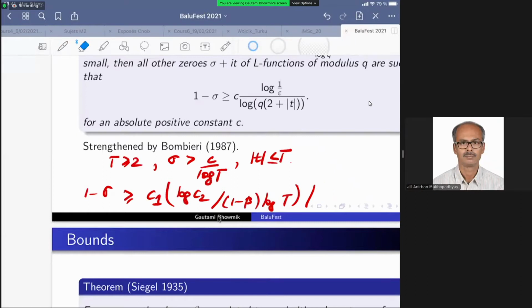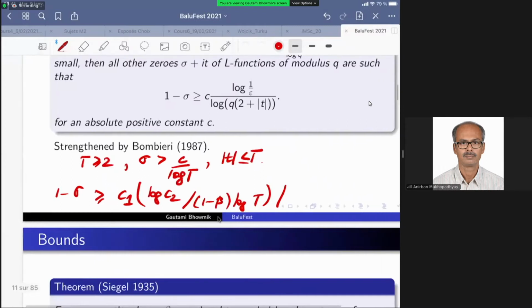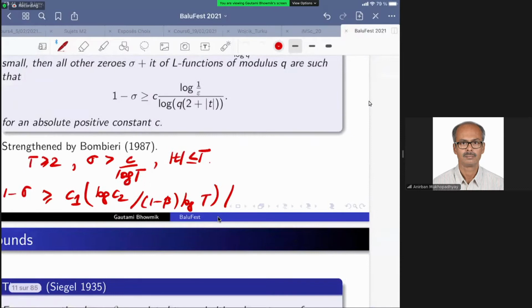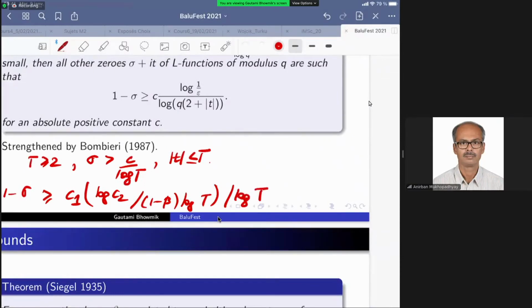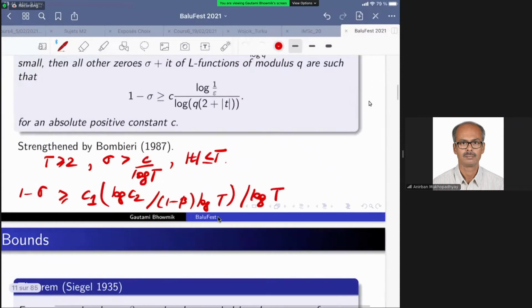Excuse me, can you just move your slide slightly to the left? We are getting a partial view. Okay. Is it better? Yeah, it has moved a little too much to the left. Slightly, yeah, that's okay.